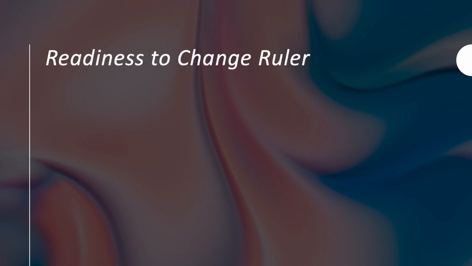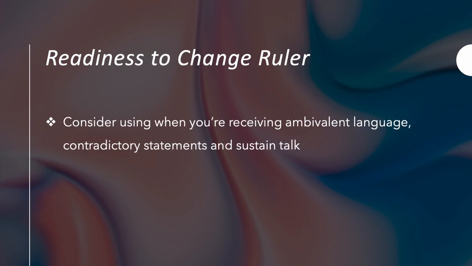And finally, we have the readiness to change ruler. In most situations, it may not be helpful to use. However, if you're noticing ambivalence, contradictory statements, or sustained talk, it may make sense to use. You will need to have developed strong rapport with the client so that they feel comfortable to answer questions so that a genuine conversation about their readiness can be had after the ruler is used.